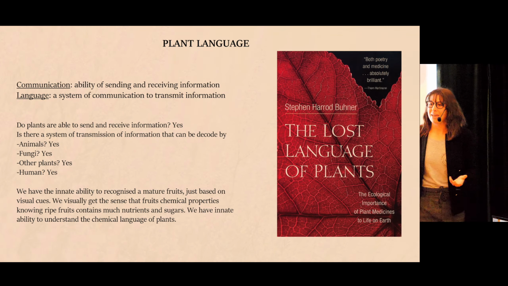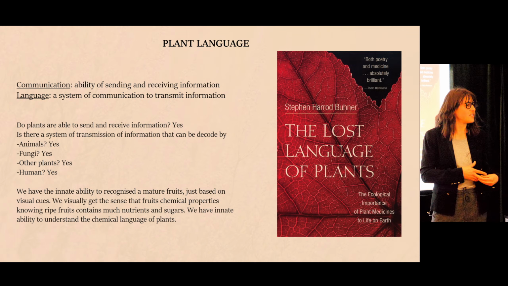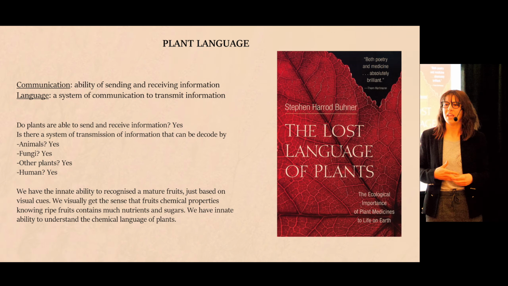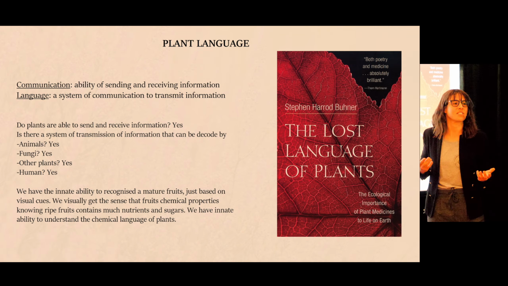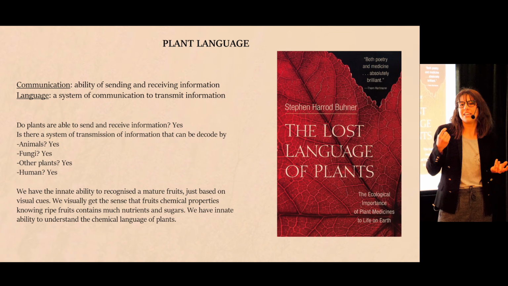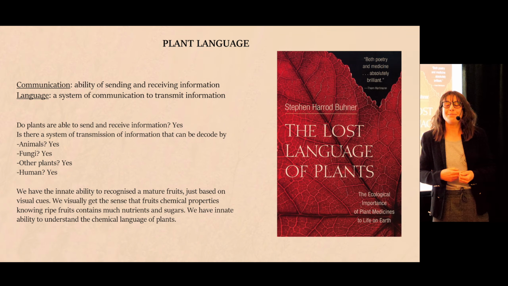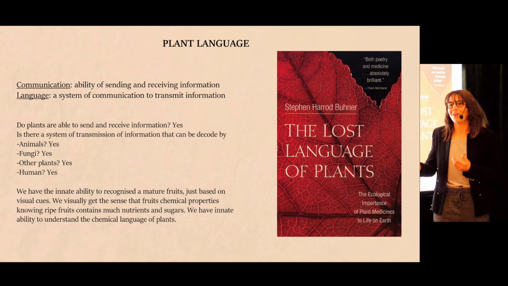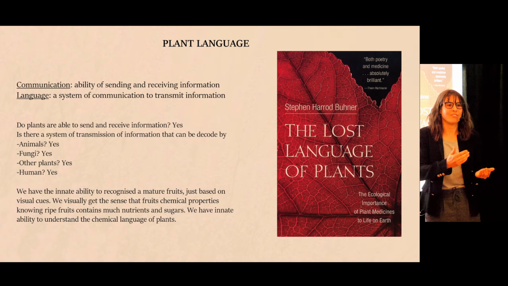It seems like yes, they are able to send information in the form of chemistry. And we can see they also receive this information because they can respond to alarm signals, for example. Other organisms can also receive this information and understand these chemical cues. So is there a system of transmission of information, and can this system be decoded by a receiving organism? Can it be decoded by a pollinator? Yes, chemicals emitted by a plant can be decoded by a pollinator as a cue to find the nectar.